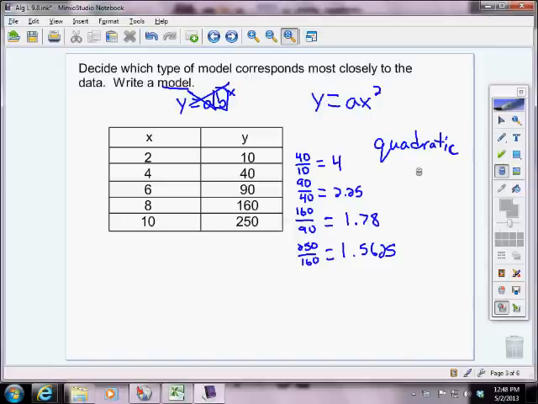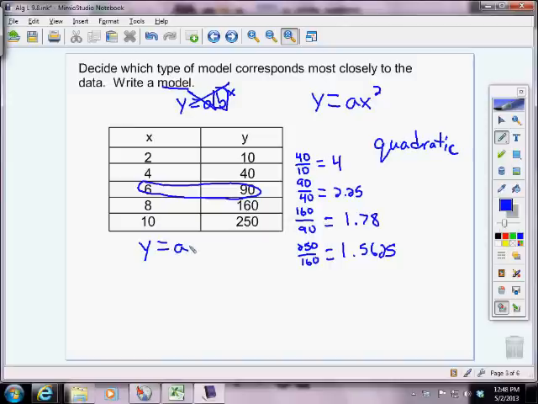We've decided that this is a quadratic model. We're going to use this formula. Now notice we've got to figure out what the a is, and the way we do that is to pick one of these points, and it doesn't matter which point you pick. I will pick 6 and 90. I don't know, just because I want to.